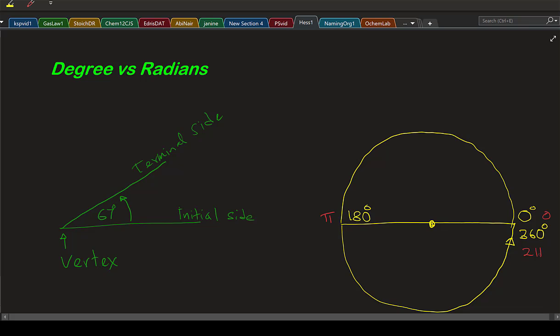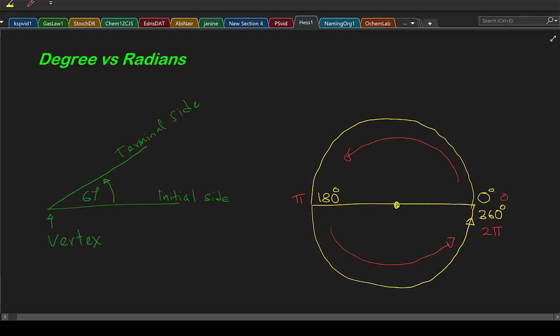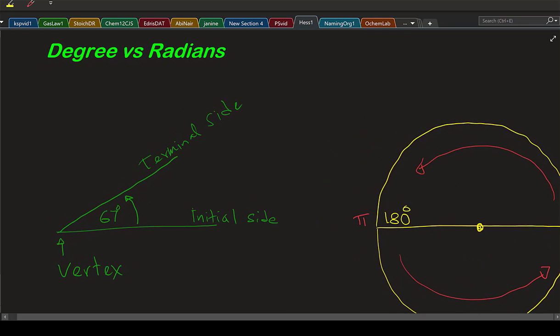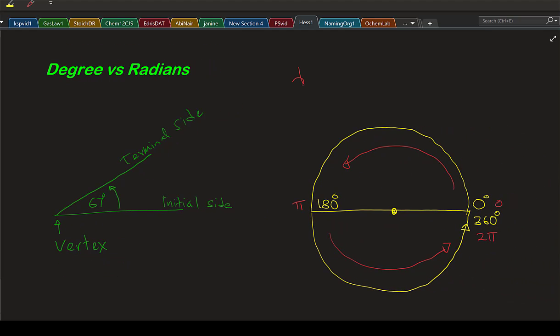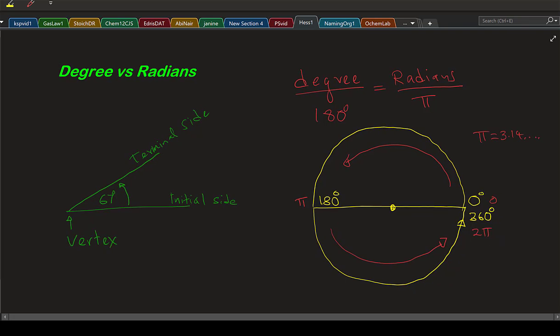Now the pi system goes from 0 to pi, pi to 2 pi. The degree system is the Babylonians' method, and the pi system started with the Greeks, right? But we use both in different situations. The degree is based on half a circle being 180, and the radian is based on pi for a half circle, right? So we can just put it together.